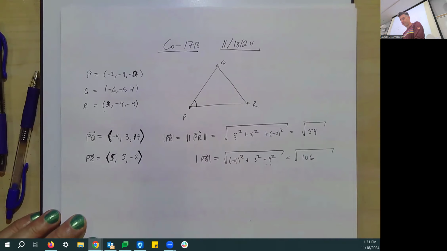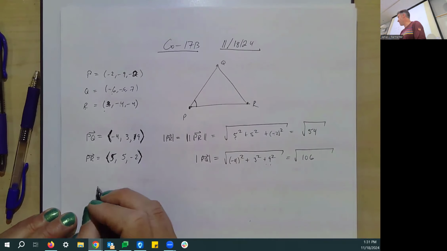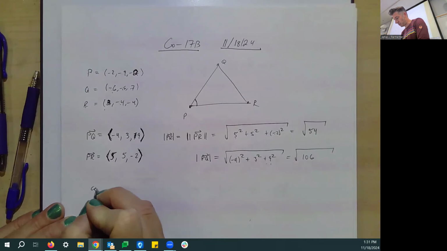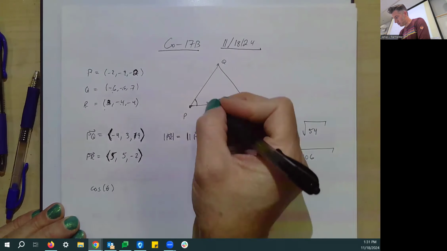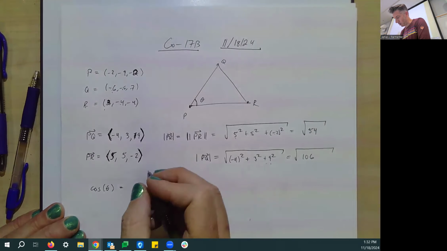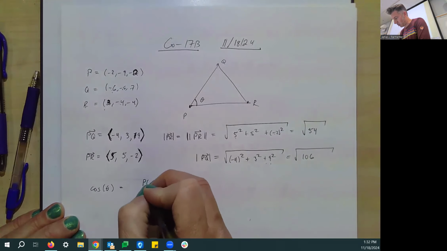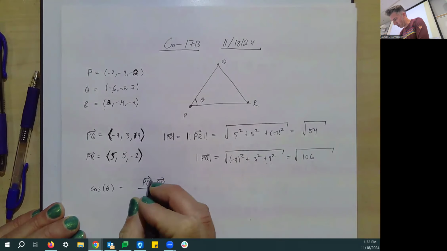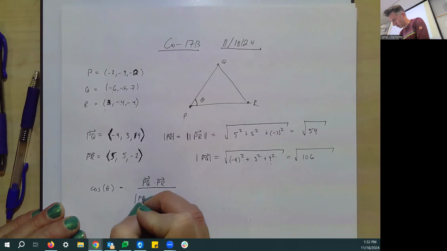So then the angle between them. Honestly, I prefer the formula that starts with cosine of the angle equal to the stuff. The formula I can remember isn't theta equal to the inverse cosine of whatever. It's cosine of theta is equal to PQ dot PR over the magnitude of PQ times the magnitude of PR.